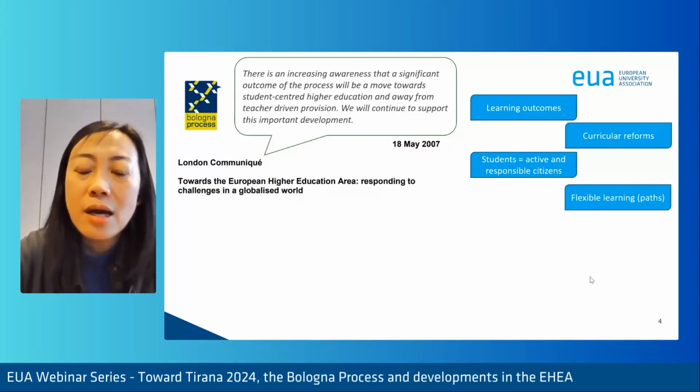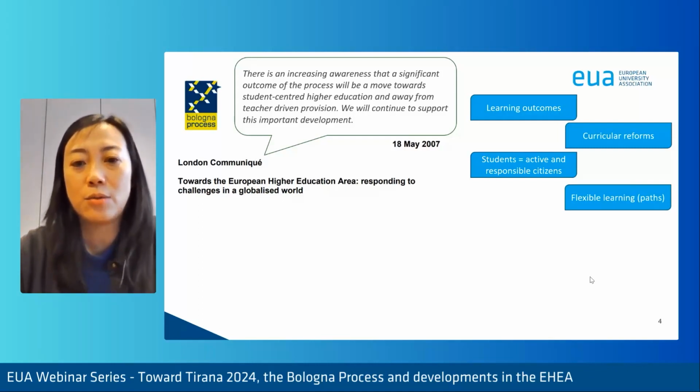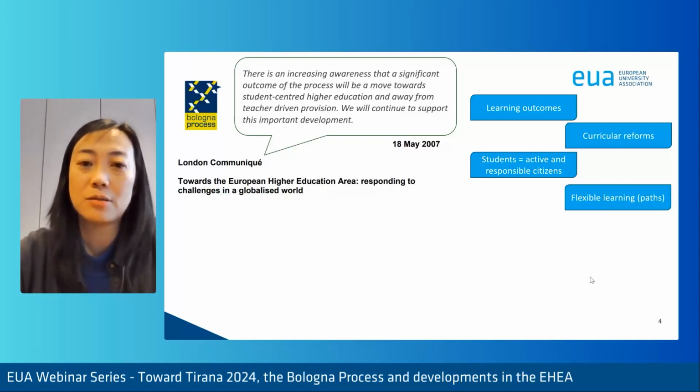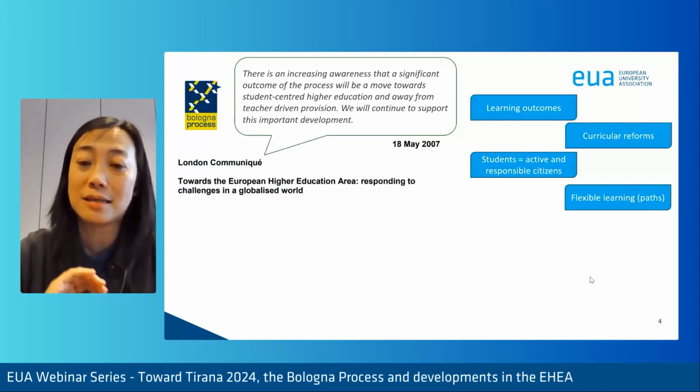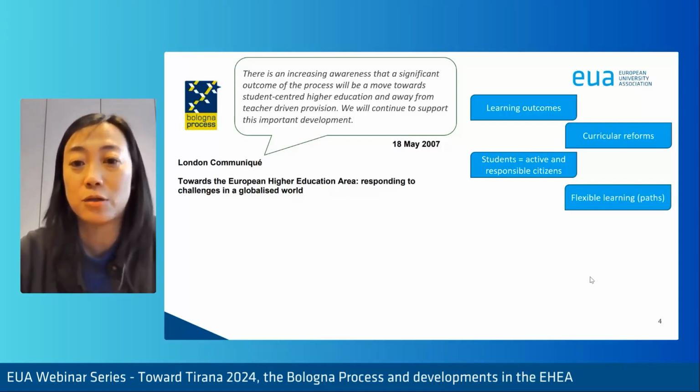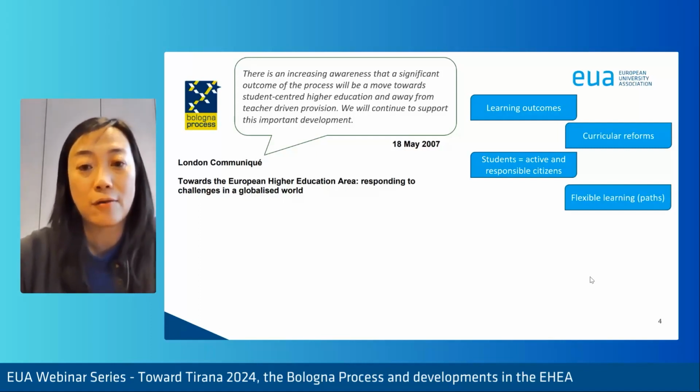And at that time, and in the years that followed, in the Bologna process, we very much talked about student-centered learning in terms of how this translates into a learning outcome-based approach, what it means for curricular reforms. It means also that students should be active and responsible citizens, and also, already at that time, but this has increased in the upcoming years up to today, what it means in terms of having more flexible learning and also more flexible learning paths.